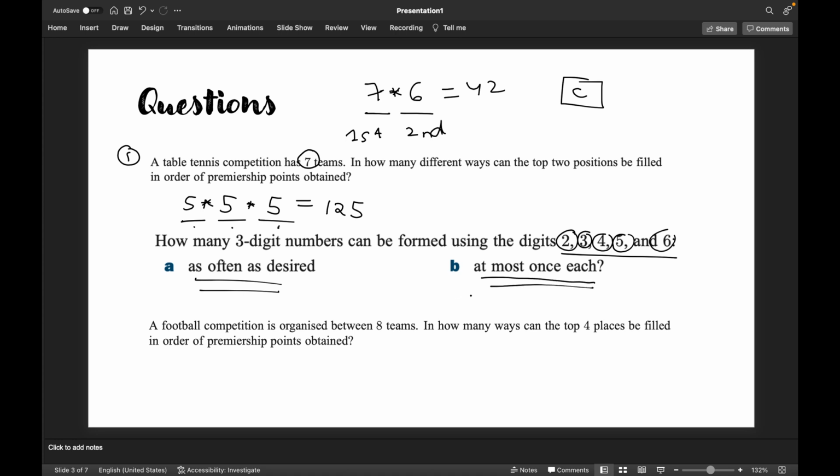And at most once each. That means they cannot be used 2 times or 3 times. So the first place can obviously be filled in 5 ways. Now let's look at the second one. Imagine we had the digit 2 in the first place. Then we can't use this again. So we cancel this out and we use the remaining 4 digits to fill the second place. So this is going to be 4.